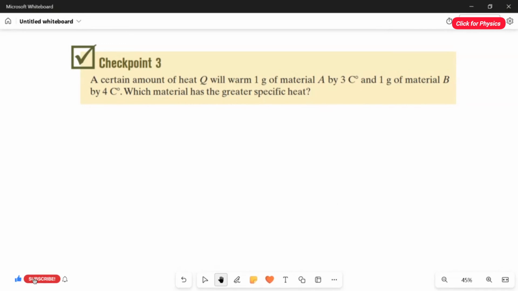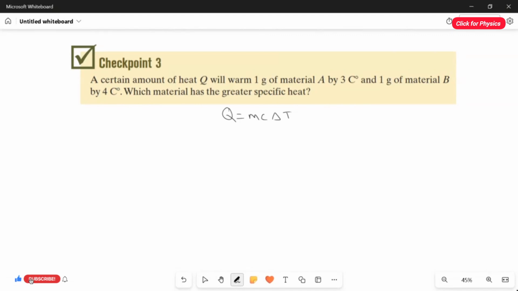In chapter 18, we studied the absorption of heat by solids and liquids, right? And the formula here is Q equals mcΔT, where Q is the heat absorbed by the material, m is the mass of the material, c is the specific heat capacity of this material, and ΔT is the change in temperature.